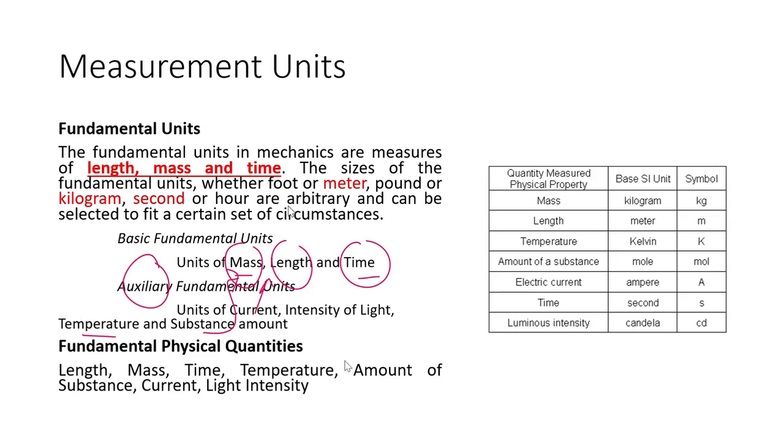Fundamental physical quantities are 7. We have length, mass, time, temperature, amount of substance, current and intensity of light. So 7 fundamental quantities: 3 fundamental basic units, 4 fundamental auxiliary units. This is the new information that we are adding to our arsenal of knowledge, that auxiliary fundamental units are current, intensity of light, temperature and amount of substance.